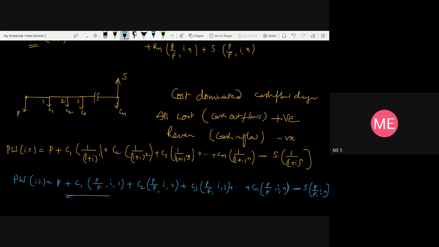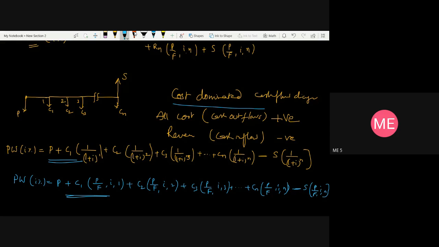This is using the equation, and this is using the factors. These factors can be obtained from the table, and it is just substitution to find out the present worth for cost dominated cash flow diagrams. As I told, this is cost dominated, so we will be looking at minimizing this cost.